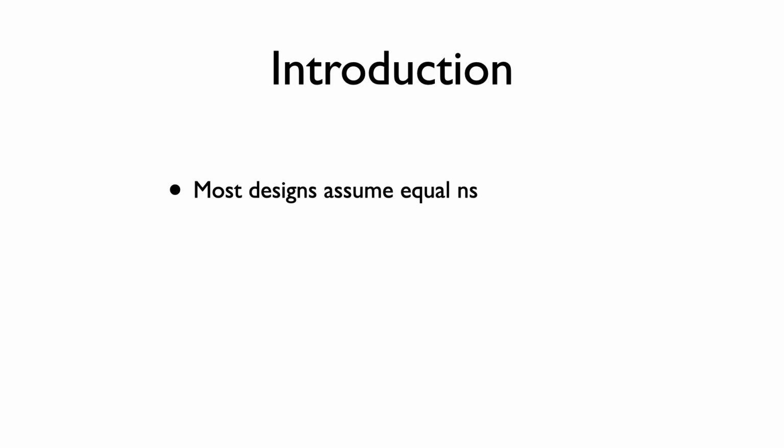Most designs assume equal ends. Notice how I've never said there's unequal subjects in each group. I've never, ever set it up in a situation like that. Always said they're equal. Little n is the number of subjects per group, that kind of thing.